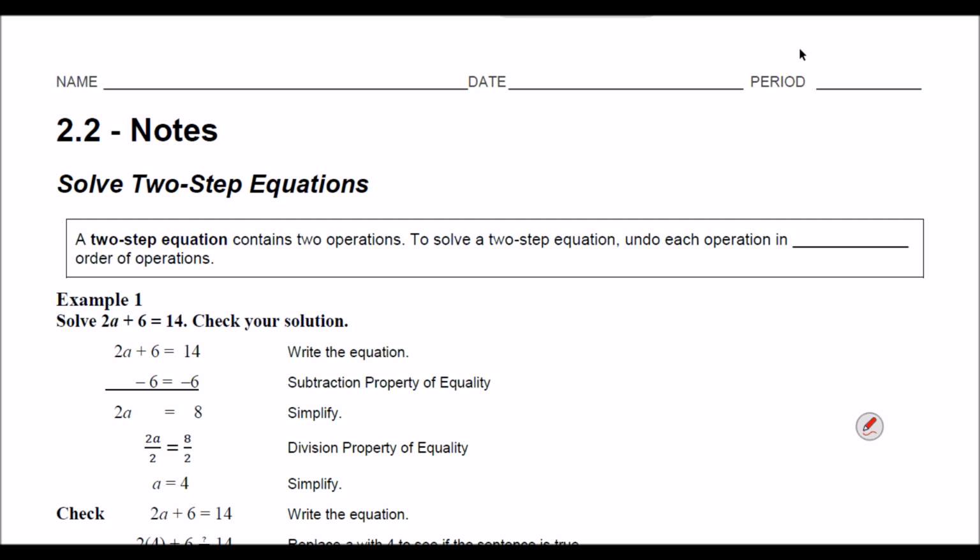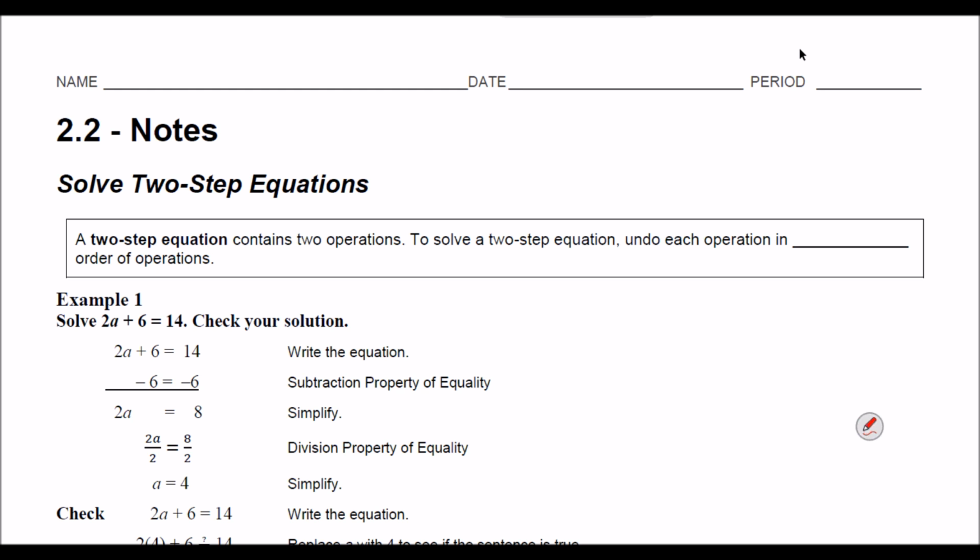All right, guys, we're ready to take a look at our 2.2 notes. On 2.1, we talked about one-step equations and solving with multiplication and division. And here in lesson 2, we're going to kick it up a notch and we're going to go to solve two-step equations. All right? So here we go.